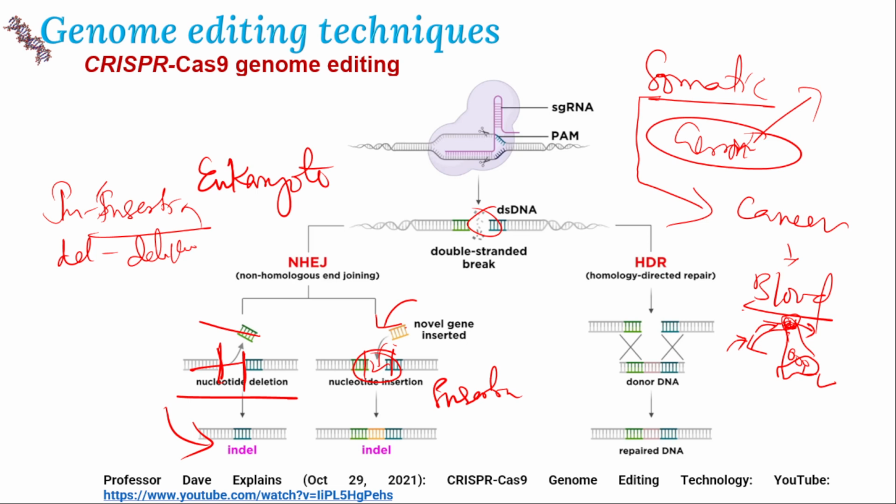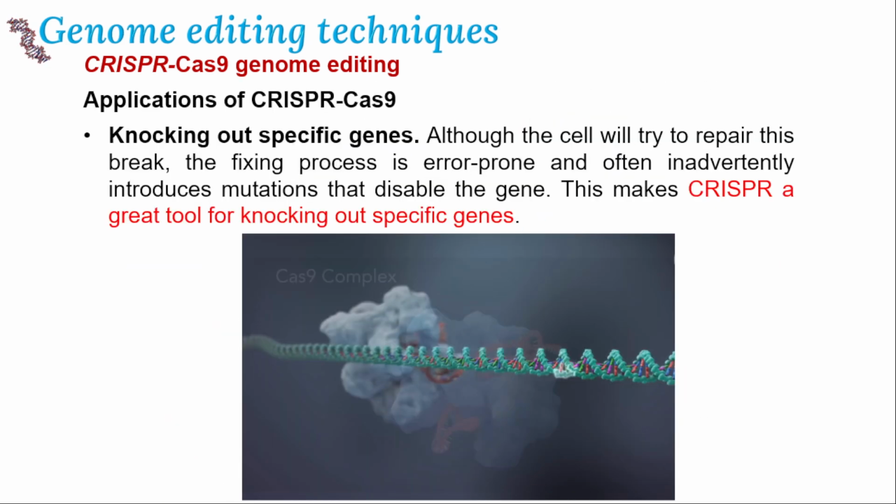This is the CRISPR-Cas9 type of genome editing technology. We know how CRISPR-Cas9 works as an adaptive defense mechanism in bacteria. The same natural adaptive defense mechanism in bacteria can be utilized for precise genome editing technology. So what are the applications of CRISPR-Cas9? What are the applications here?